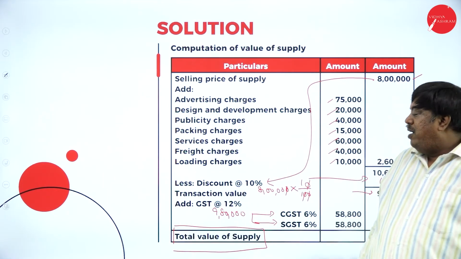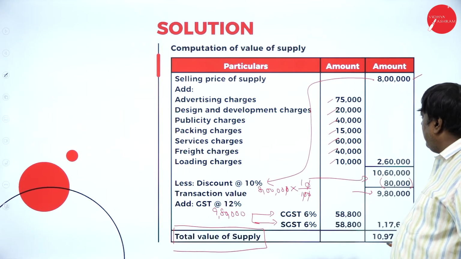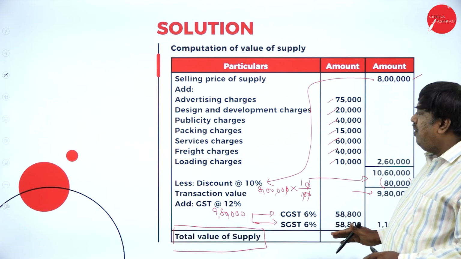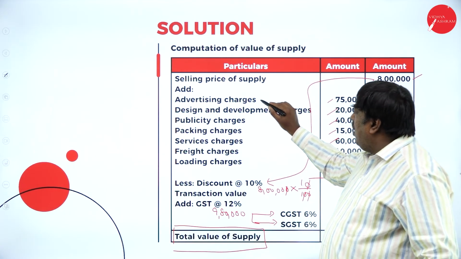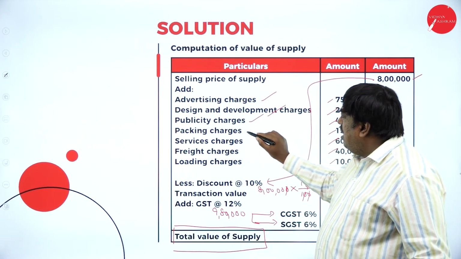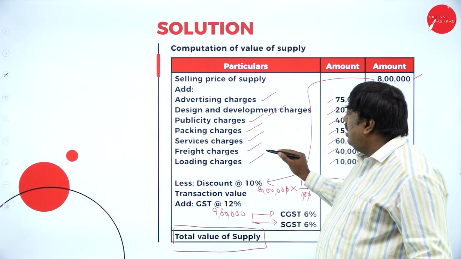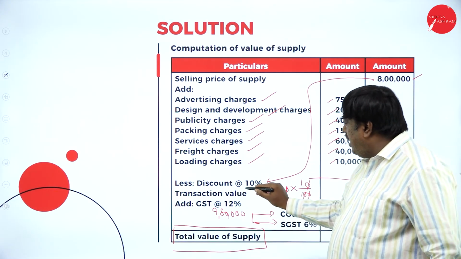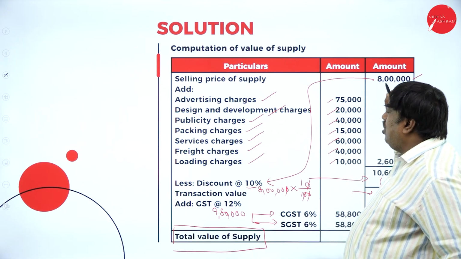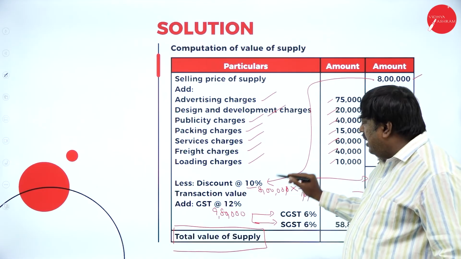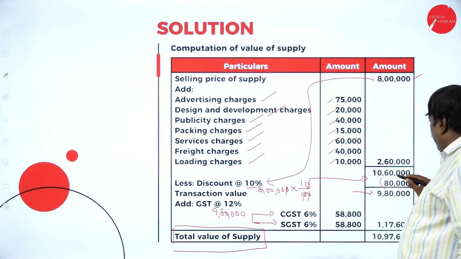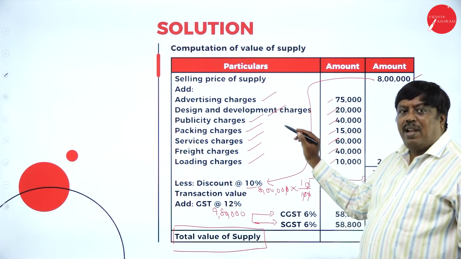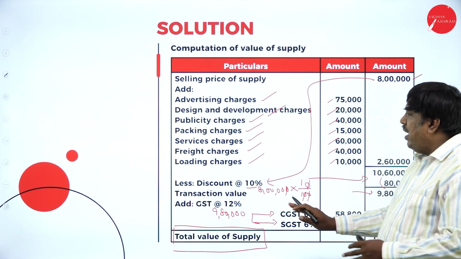The total value of supply will be 10,97,600 for the goods what we have supplied. This is the concept what we have in this problem. We have taken advertising, design, publicity, packing, service, freight and loading. The discount is provided at 10% on the selling price or the invoice price. It has to be deducted only on the selling price of the supply, not on the value whatever we are going to get, 10 lakh 60 here. This is how we have to calculate the value of supply.